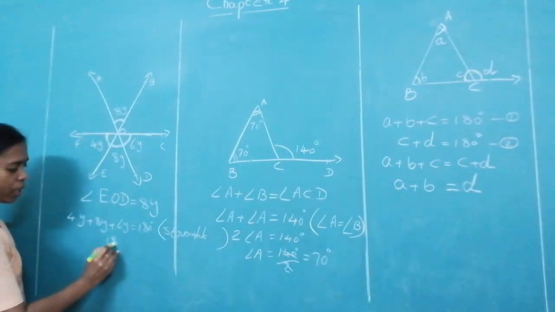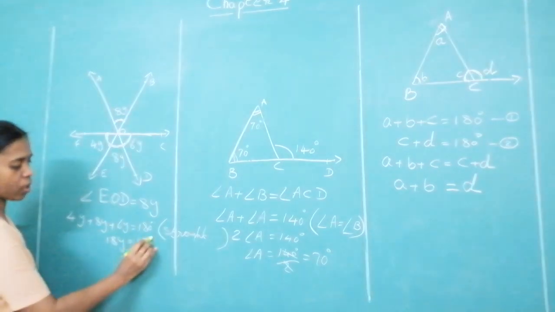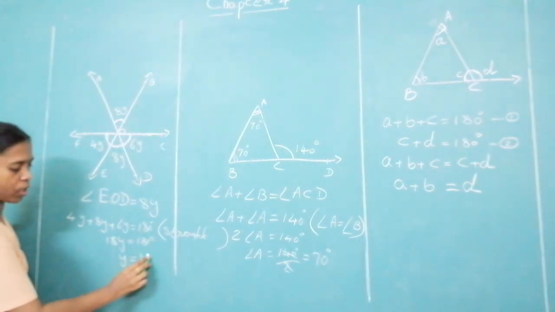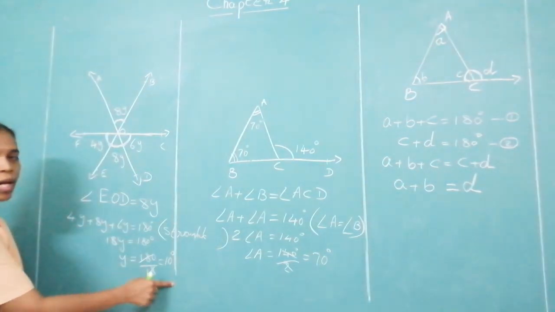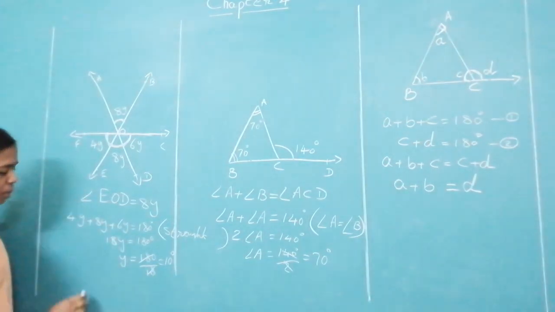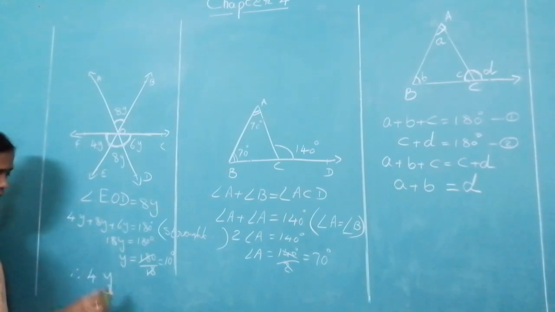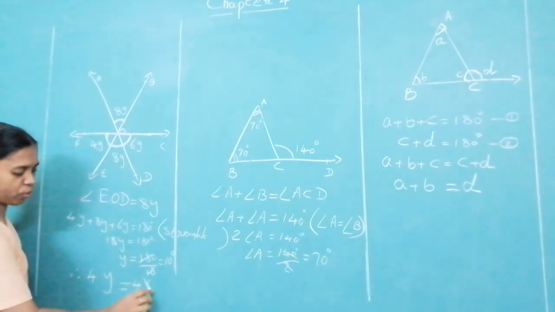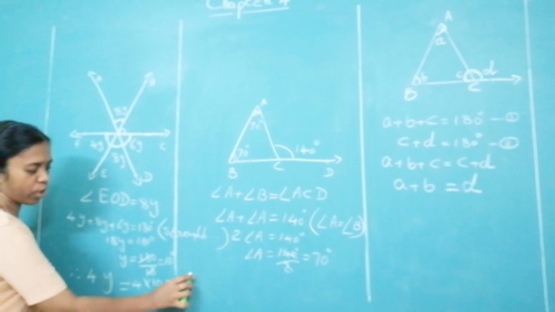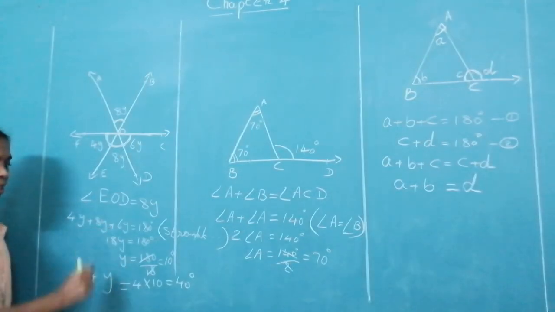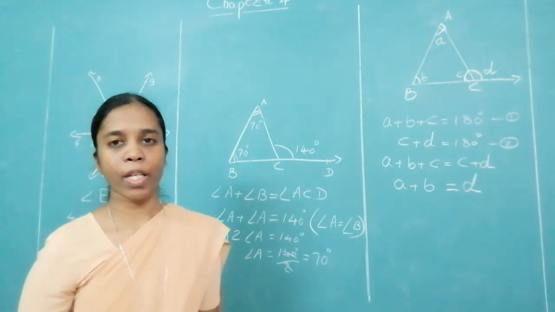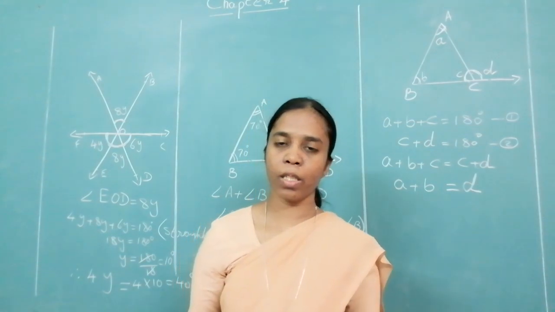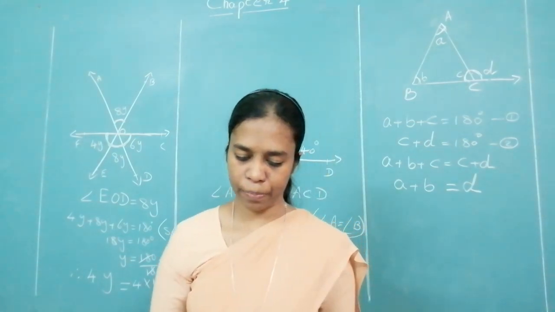Add all this, you will get 18y. 18y is equal to 180 degrees. Therefore, y is equal to 180 upon 18, that is equal to 10 degrees. So, you are getting y is equal to 10 degrees. So, what do you mean by 4y? Next line you write. Therefore, 4y is equal to 4 into 10, that is equal to 40 degrees. Similarly, 6y is equal to 6 into 10 equal to 60 degrees. 8y is equal to 8 into 10 is equal to 80 degrees.